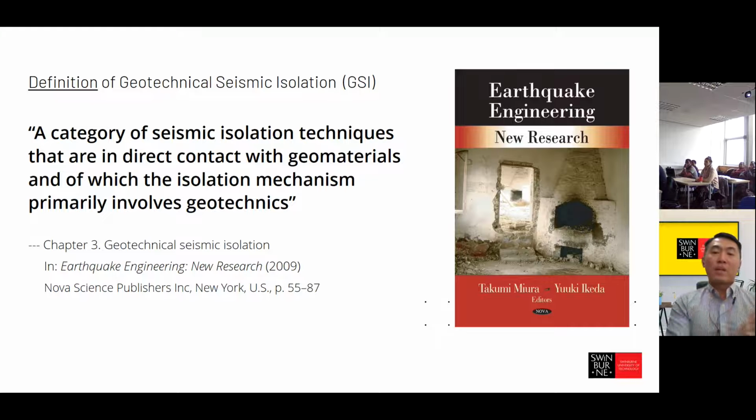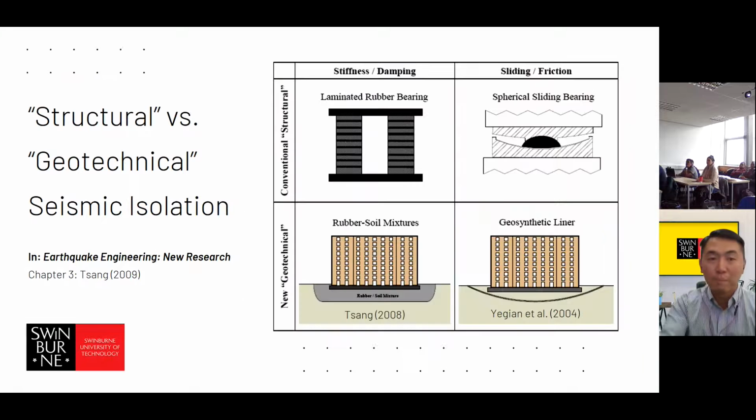And based on what we researched at the beginning, I've tried to define and also propose a new area of study, and I will of course talk about it in more detail in the rest of my presentation. And so what we define GSI is actually the category of seismic isolation techniques that are in direct contact with geomaterials, and of which the isolation mechanism primarily involves geotechnics. Okay, so that has already been published more than 12 years ago.